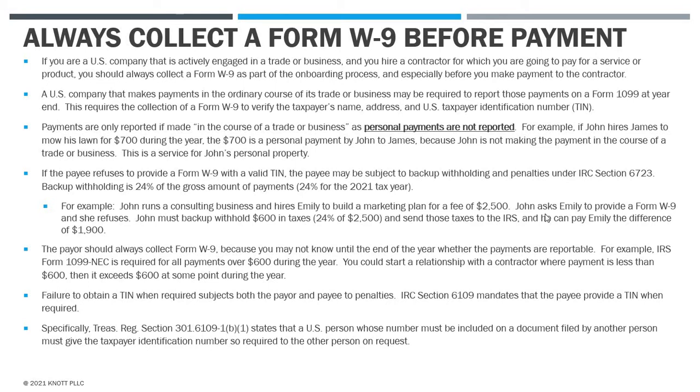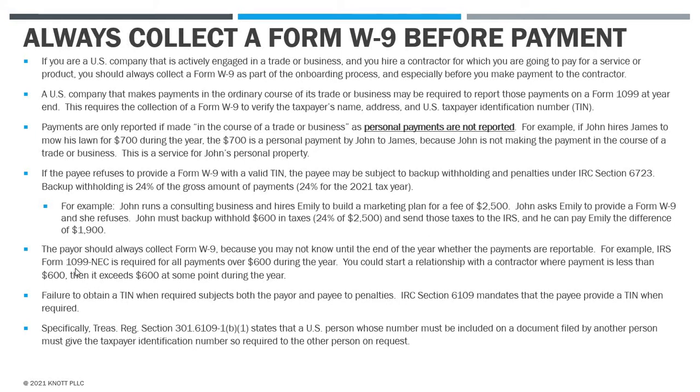Now, after this is done, it's Emily's responsibility, if she wants to get her money back, to file a tax return, report the income of $2,500, report the backup withholding of $600, and she might be able to get that back, right? But again, this responsibility falls on the payor to collect the W-9. If it's not collected, then they have to backup withhold. Now, the payer should always collect a W-9 because you never really know until the end of the year whether you're going to have to report any of these payments on a 1099.